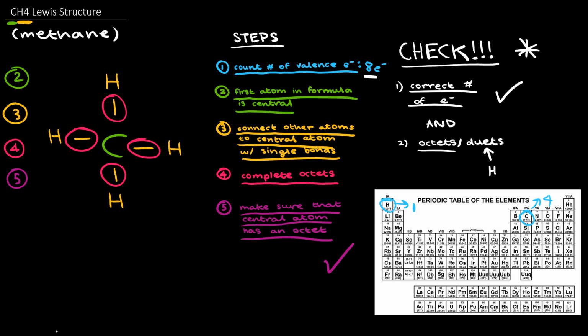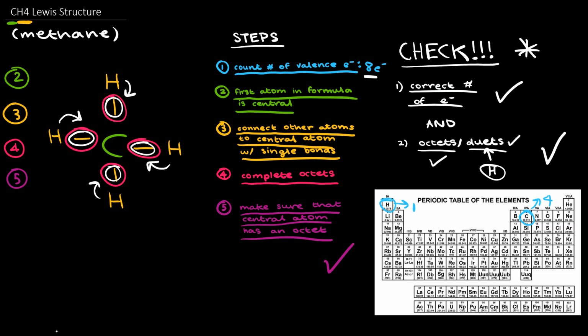Now looking at the octets and duets, we know that hydrogen has its duets because it has 2 here, 2 here, 2 here, and 2 here. Basically, 1 single bond per hydrogen, so it satisfies the duets. And we know that the carbon atom has 1, 2, 3, 4 single bonds, and that satisfies the octets. So we can do a big check mark next to that as well.